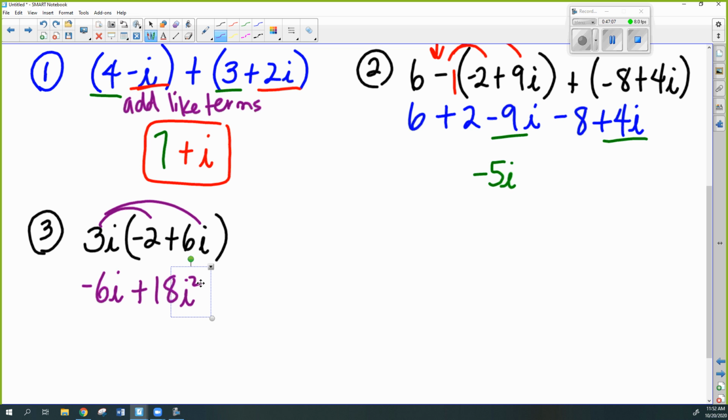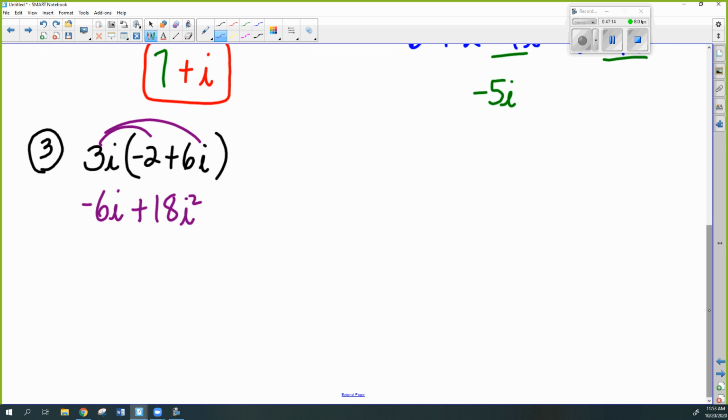Good, Kaylee. All right, so what I really have here is 18 times negative 1. i squared is equal to negative 1, and you have to know that. And that's the one that's going to come up the most, okay? So now I have negative 6i minus 18.